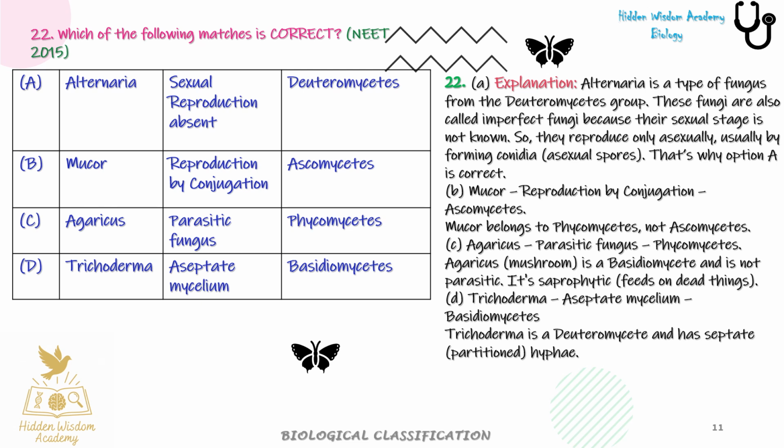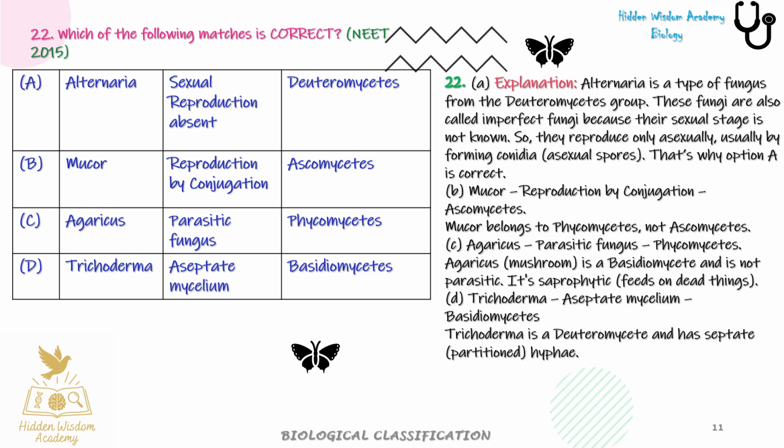Basidiomycetes. Explanation: Alternaria is a type of fungus from the Deuteromycetes group. These fungi are also called imperfect fungi because their sexual stage is not known. So, they reproduce only asexually, usually by forming conidia, asexual spores. That's why option A is correct.